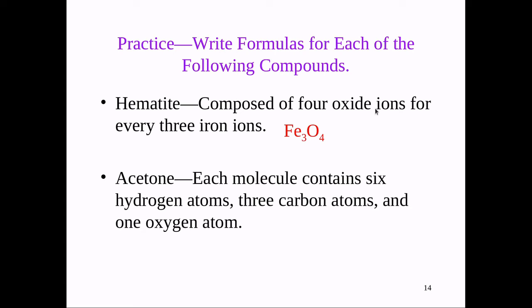So if it has 4 oxide ions, that's 4 oxygens, and 3 iron ions, that's 3 irons. So we're going to write our metal first. We're going to put a 3 there. And then we're going to have our oxygen, our non-metal, and put 4. Acetone, we're going to go in the carbon, hydrogen, oxygen order here. And we're going to have our 3 carbons, 6 hydrogens, and 1 oxygen atom.